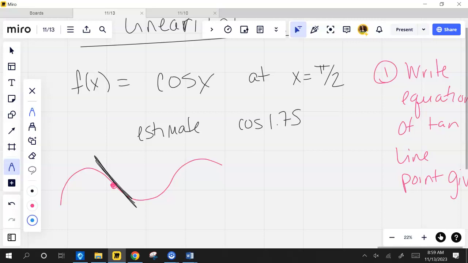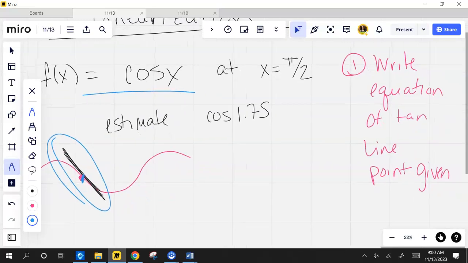Okay. So I'm coming up with this equation, and then I'm going to use that equation, and instead of plugging into my original and saying, what's the cosine of 1.75, which I can't do without a calculator, I'm going to find the equation of this line, and then I'm going to plug 1.75 into that and get an approximation. Depending on how close I am to pi over 2 depends on how accurate my approximation is. Okay?